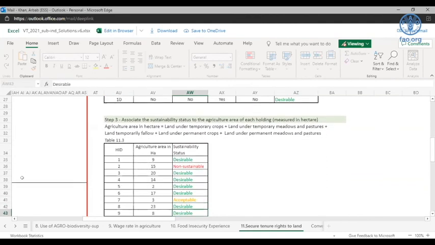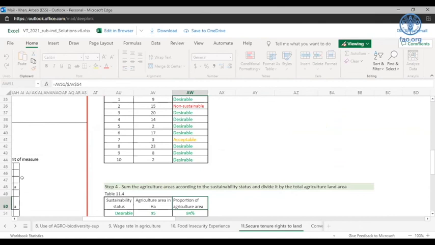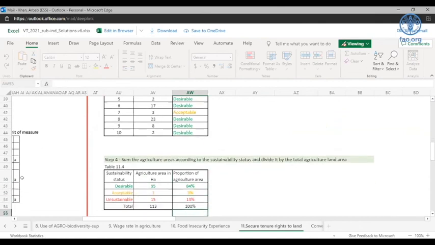And the last step is again the same. We assign sustainability statuses to the agricultural land areas, add them up by status, and divide by the nationally representative area to estimate the proportions. With this, we have come to the end of the framework of SDG 2.4.1, which comprises 11 sub-indicators.